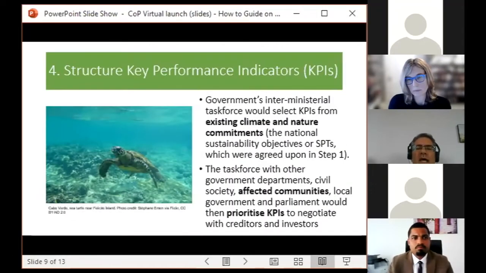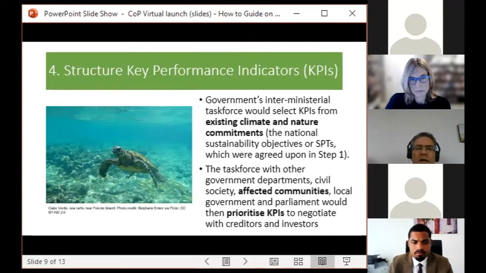But if we use this KPI approach, both for the bonds, it's possible also to see a potential for KPI linked swaps. So again, both would be upscaled through the use of KPIs and shift to a general purpose modality.